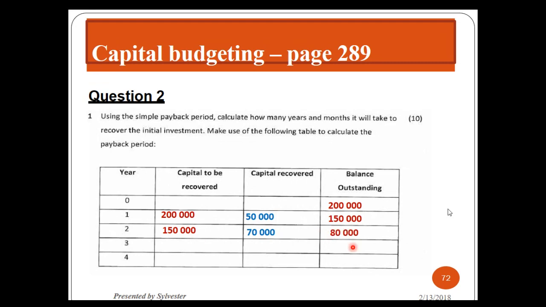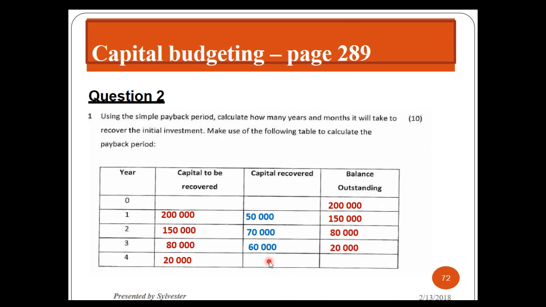80,000. So now I need to recover 80,000 in what? In year 3. So I'm going to bring it down there and say, now I'm going to recover 80,000. But how much was the cash I made in year 3? I made 60,000. So now 80,000 minus 60,000, what do I get? I get 20,000. Can you see now? Again, I need to bring down the 20,000.